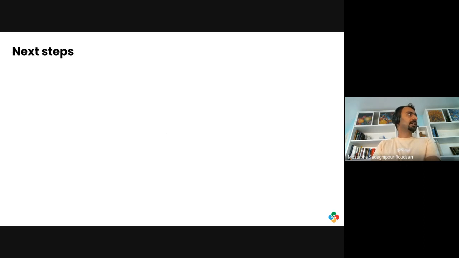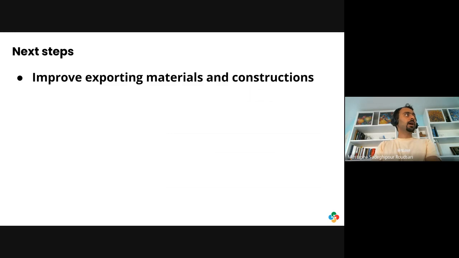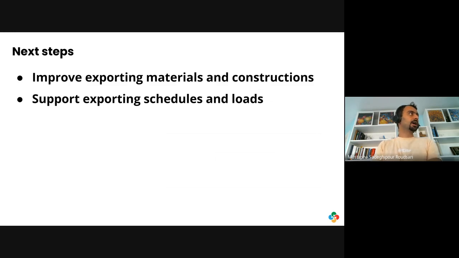What else? Next steps. We have to improve exporting materials and constructions. This is something that we already have, but it hasn't been, I should say, tested enough. It works. You saw we had no issues with the sample models, but I'm interested to see what happens with more custom materials or constructions.